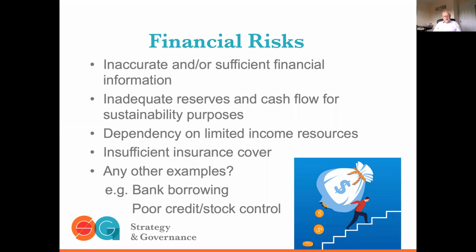Likewise, having limited income resources, and by that I mean high dependence on, for example, one key client or customer. If anything goes wrong with that client relationship, either by virtue of that client's problems or actual relationships, you are going to come a cropper. So you need to have diversification of income resources.